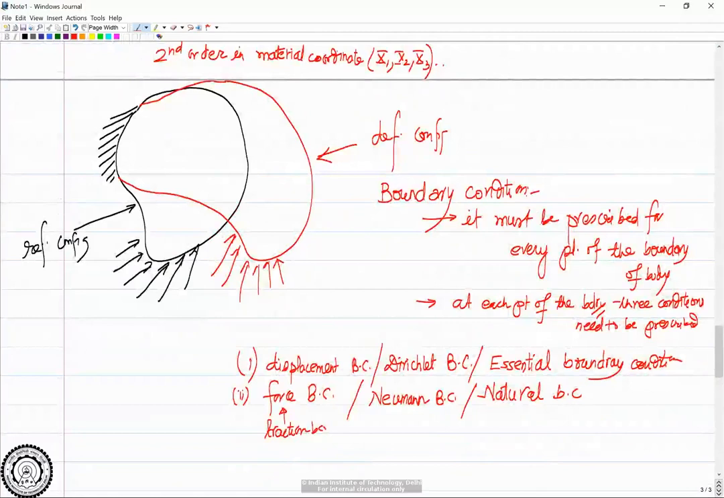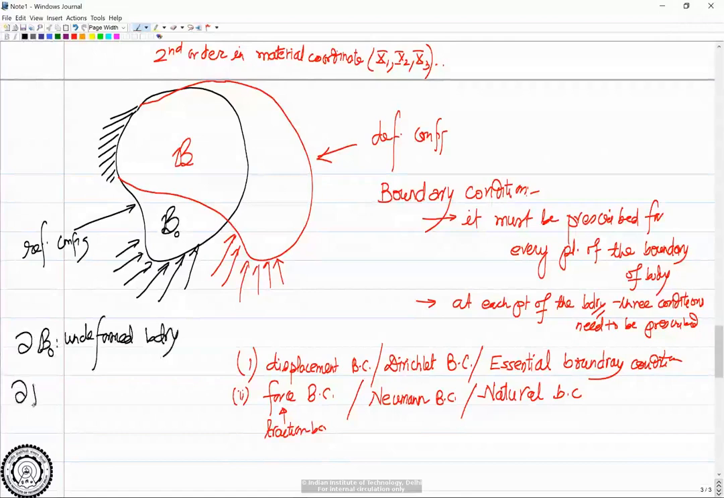For this particular case, you can divide your boundary into two parts. Suppose we use B to denote the deformed volume and B naught to denote the undeformed volume. So del B naught is the undeformed boundary, and this del B naught can be thought of as two parts. One will be del B naught D, where you are prescribing the Dirichlet boundary condition, and the other part of the boundary could be where you are prescribing the Neumann boundary condition, N.